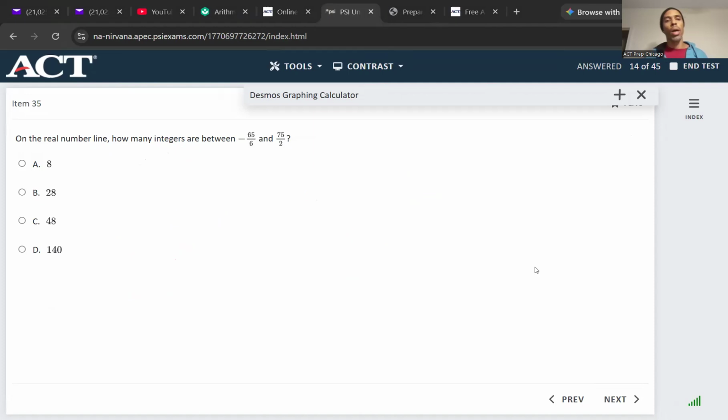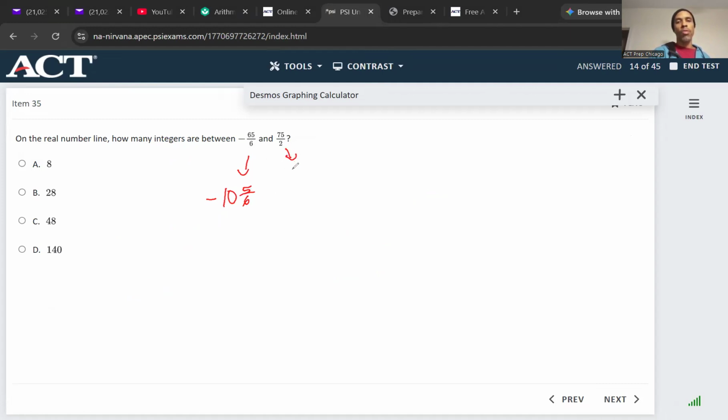On the real number line, how many integers are between negative 65 over 6 and 75 over 2? So first we need to turn these into decimals or mixed numbers, whatever. I'm going to turn them into mixed numbers. So how many times does 6 go into 65? That's 10 with a remainder of 5 over 6, right? 10 times 6 is 60 plus 5 is 65, so 65 over 6.